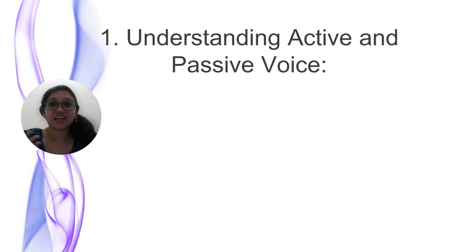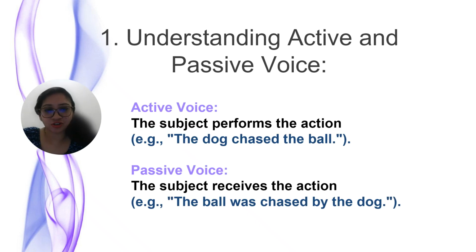So first, let's understand what the active voice and passive voice are about. First off, the active voice shows that the subject performs the action. For instance, the dog chased the ball. So here the dog is the subject and it is performing the action of chasing, okay? And the ball is the object that is receiving the impact from the action.